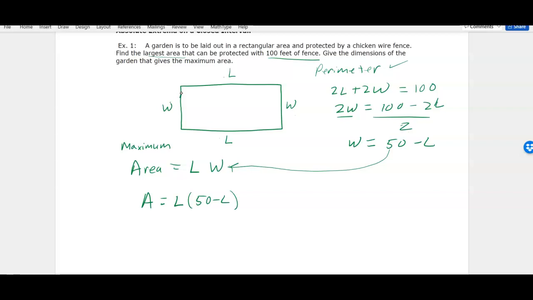I want to maximize that. Now I could use the product rule, but it'd be easier if I just expanded this to say 50L minus L squared. Because to maximize the area, I want to find the critical values. I want to find the derivative of the area and where that derivative is equal to 0 or undefined. It's defined everywhere for L, up to L is 100 feet. The most L could be is 100.